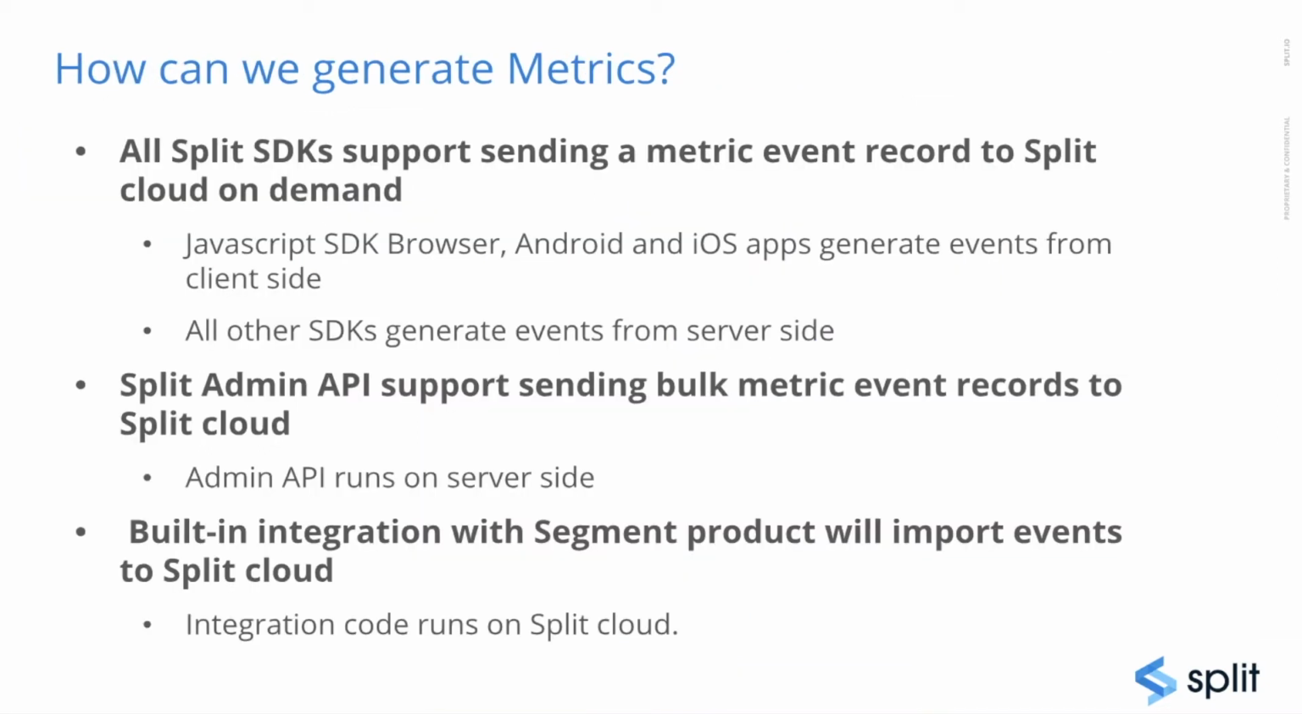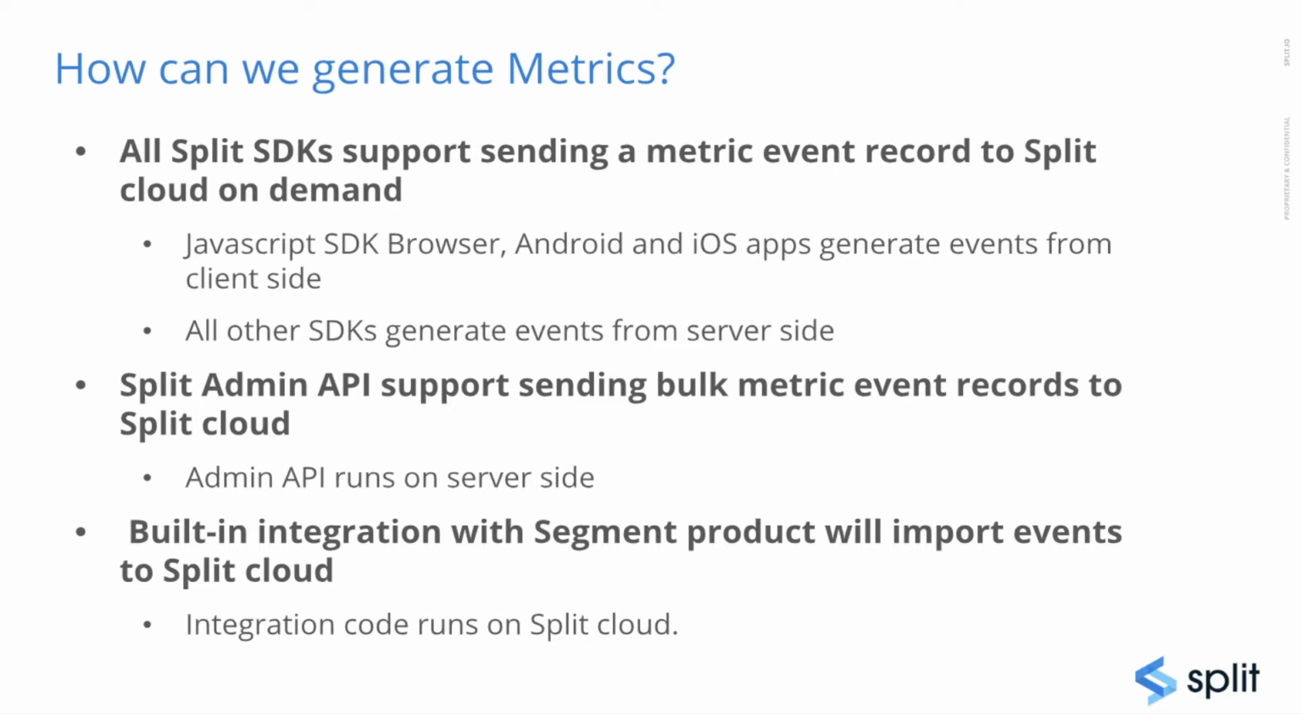Now, how can we generate metrics using the API? All Split SDKs support sending metric events, and this can be done through the client.track method. Of course, if you run the SDK from a client end, meaning the browser JavaScript SDK, Android or iOS apps, these events will be generated from the client side. So that's additional network traffic on the client side. All other SDKs will generate events from the server side.